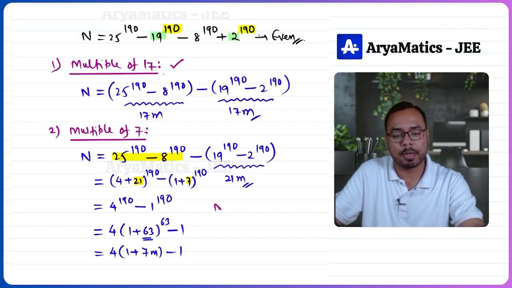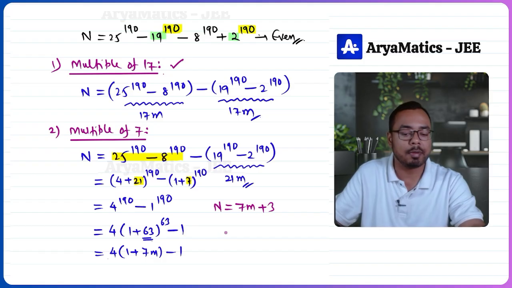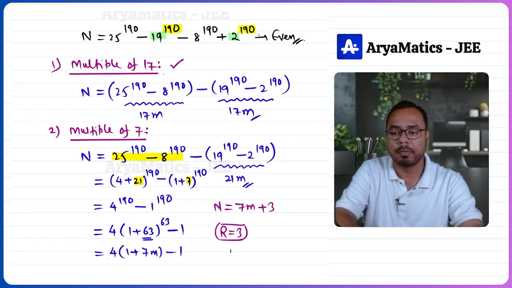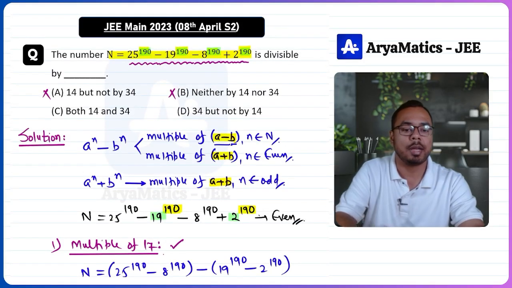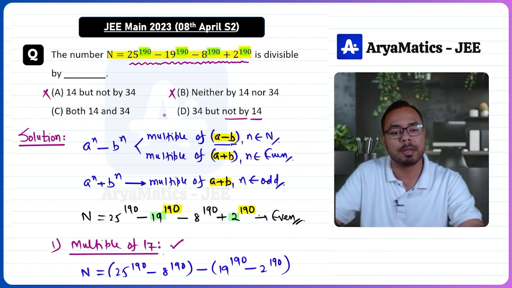So finally this number n will be of the form 4 into 7n. So it is a multiple of 7, and 4 minus 1 will give us 3. And when you divide this number by 7, the remainder will be 3, which means the number is not divisible by 7 and therefore not divisible by 14, right? So the correct answer is that this number is divisible by 34 but not divisible by 14. This would be the right answer, right?